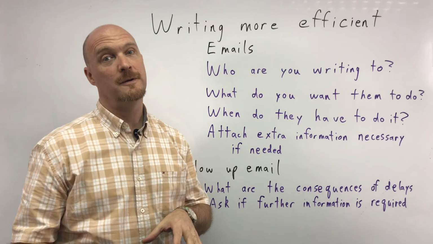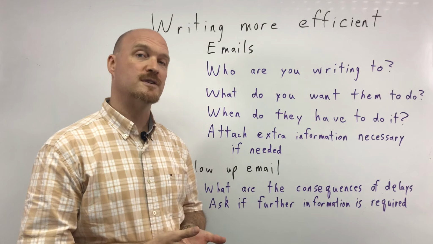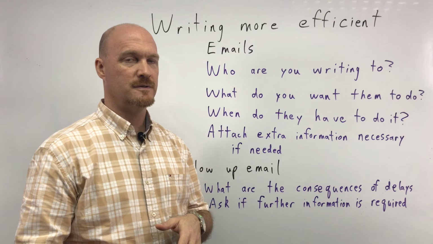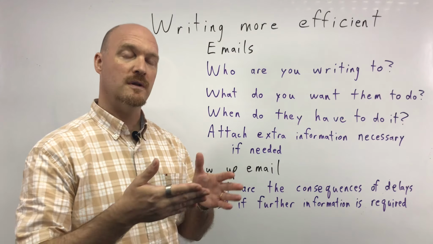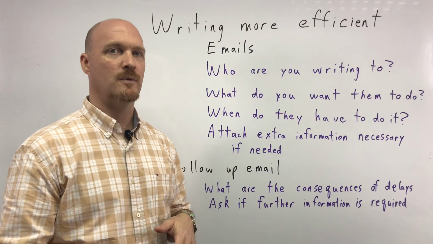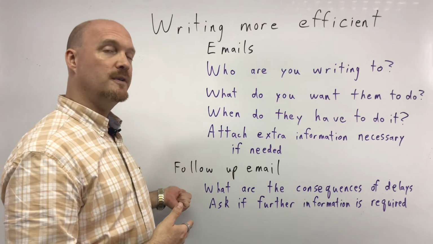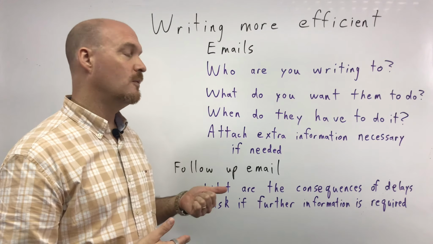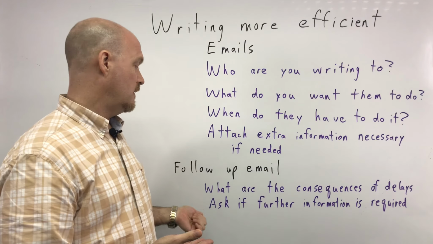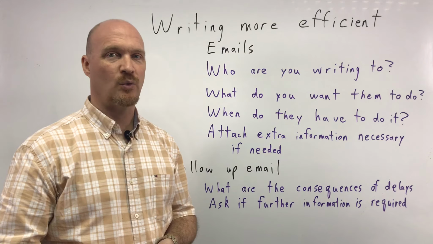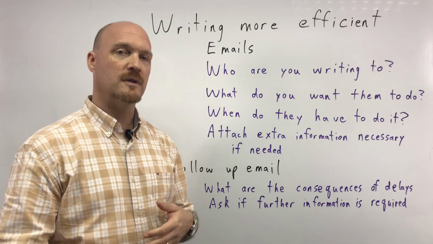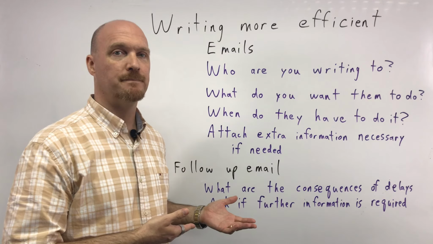Now these are a little different because the person should already know what's in the original email. So you shouldn't rehash all of that information, okay? You just use the email functions and include the original email in with that email, okay? When you do that, you will need to add a few more things. One is, what are the consequences of delays, okay? Also, ask if further information is required. Maybe they're waiting on something else. So those are the two things that you'll need to add in that follow-up, okay?